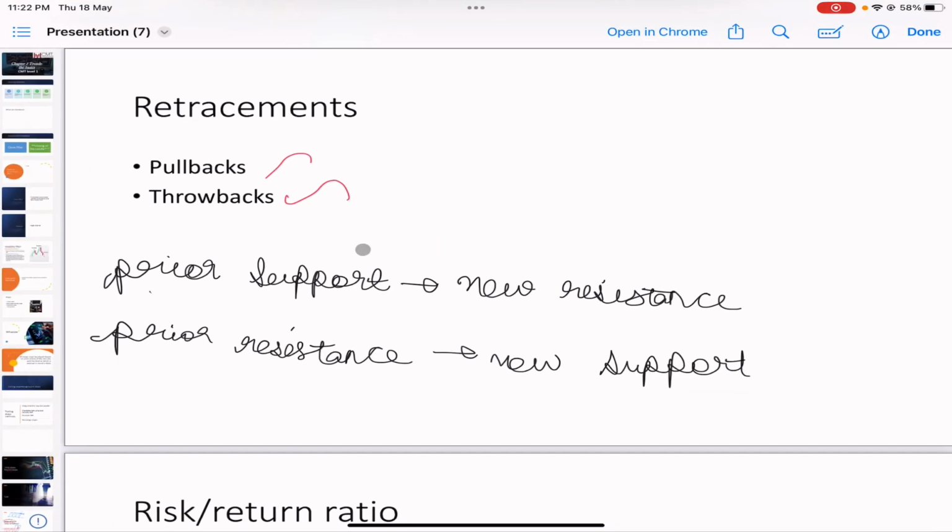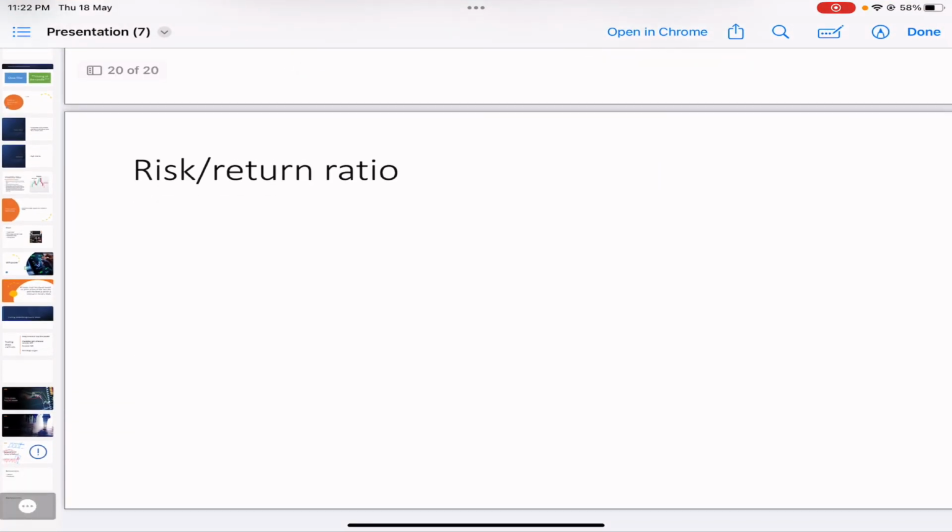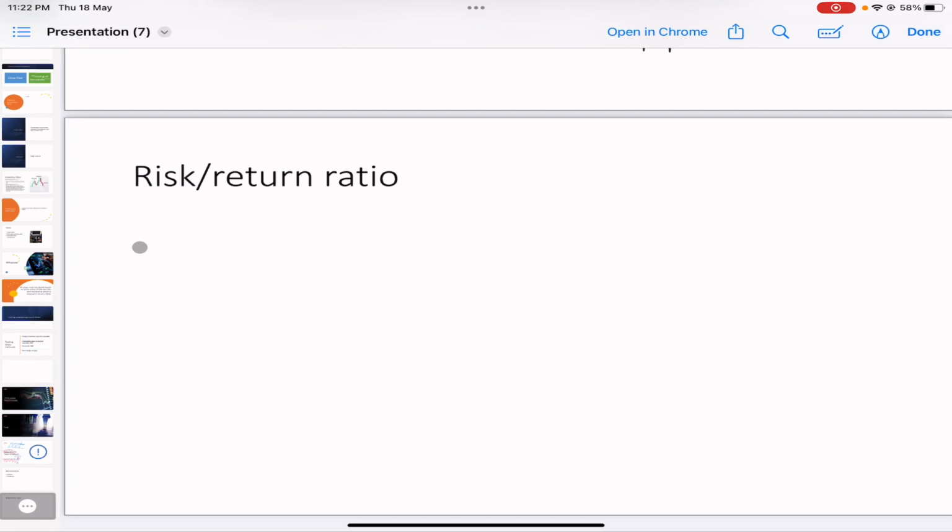So I hope you understood the retracements, pullbacks and throwbacks and how to use them. Okay, so now we come to the most important concept of your entire trading journey. If you want to sustain for a long term in this market, you need to have a proper risk return ratio. I cannot even emphasize how important and essential it is to have a proper risk to reward ratio. Why?